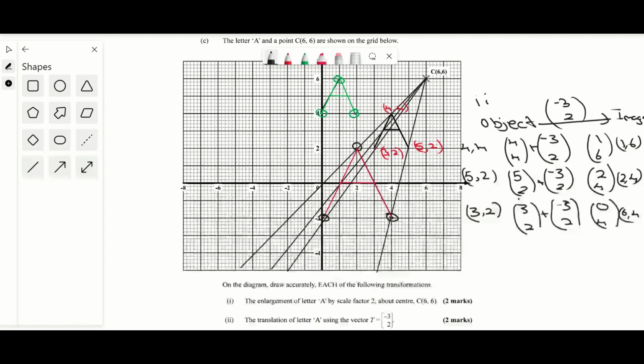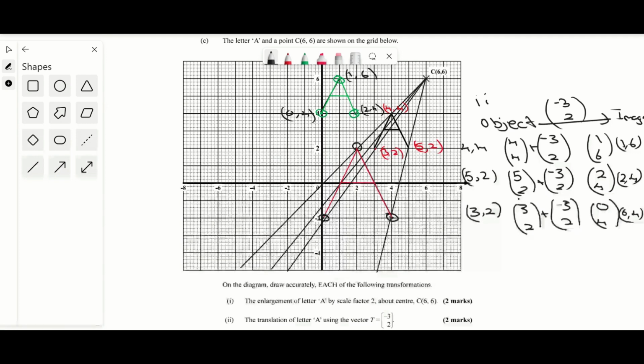And we're just going to plot those points. 1, 6: x is 1, y is 6. So this point right here is actually 1, 6. Then we have 2, 4: x is 2, y is 4. So this is 2, 4. And then we have 0, 4, which is x is 0 along your y-axis, and y is 4. So this is 0, 4.